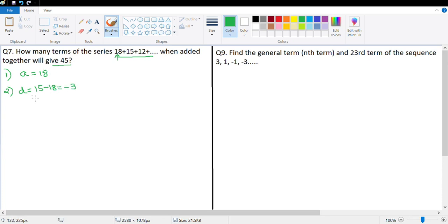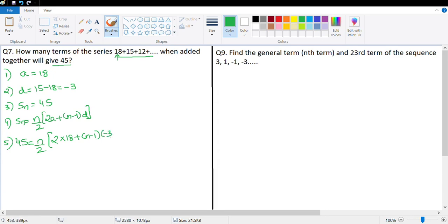And what is given is the sum of n terms is equal to 45. So we need to figure out the value of n. We know the sum of n terms is given by the formula n by 2, 2a plus n minus 1 times d. Let's substitute values and see what we get. So 45 is equal to n upon 2, 2 into a, in this case 2 into 18, plus n minus 1 times d, which is negative 3. Let's go ahead and open the bracket and cross multiply.